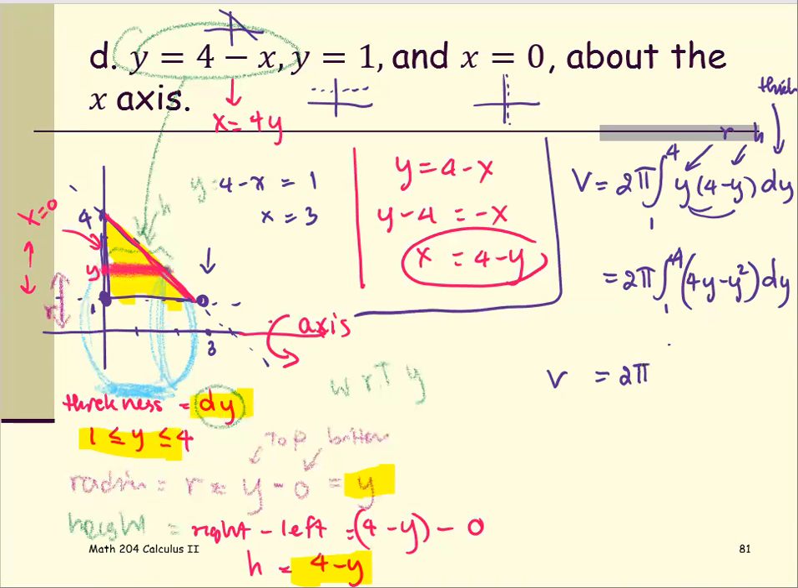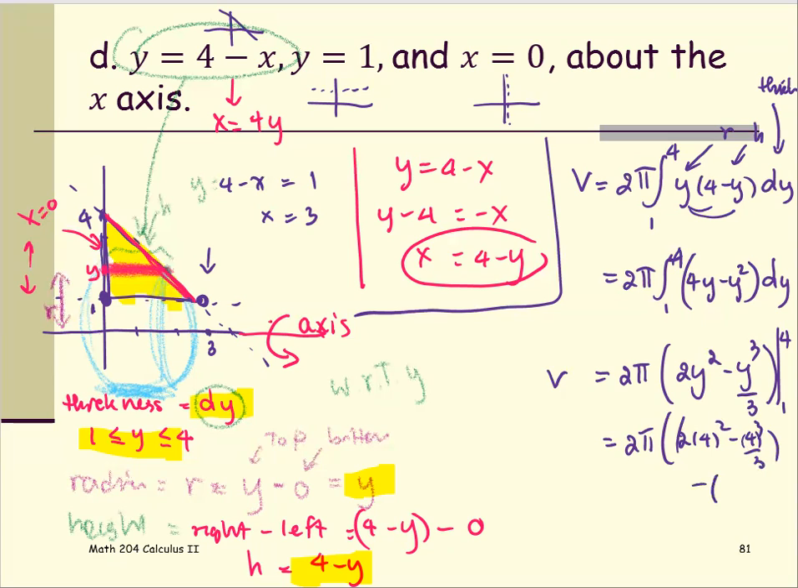The rest, same routine. Antiderivative of 4y is 2y squared. Antiderivative of y squared is y to the third over 3. Evaluate from 1 to 4. 2 times 4 squared minus 4 to the third over 3. And then subtracted by 2 times 1 squared minus 1 to the third over 3. Quick calculation here, you will get 18 pi as a result.